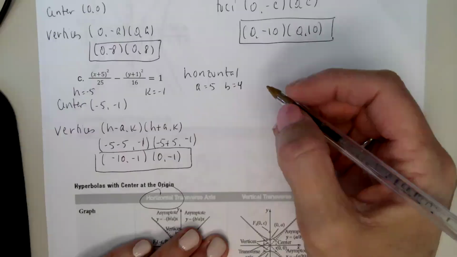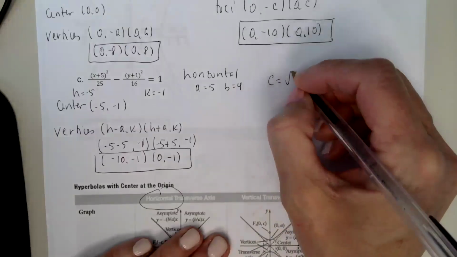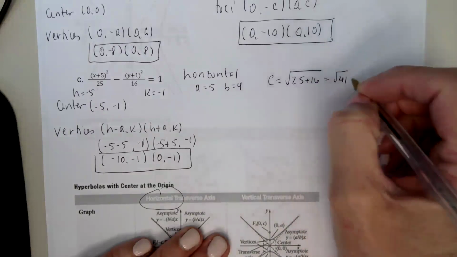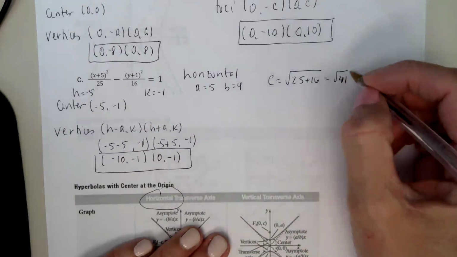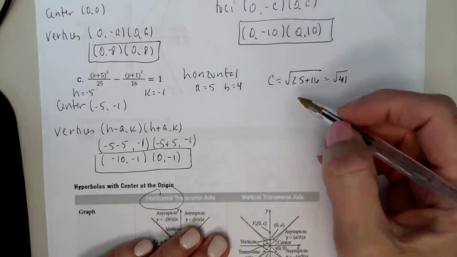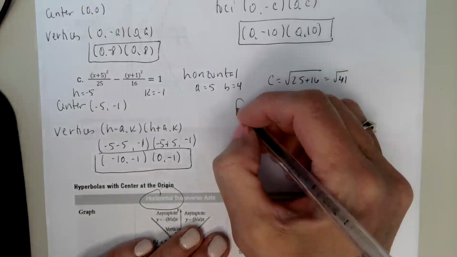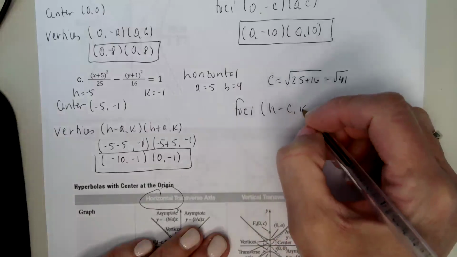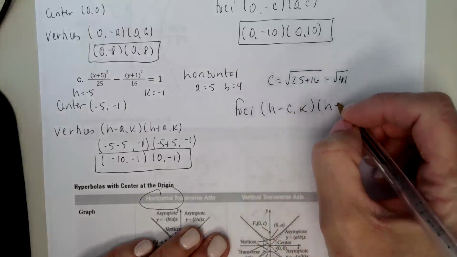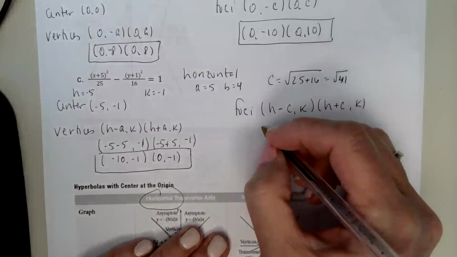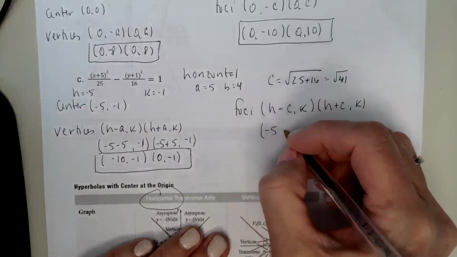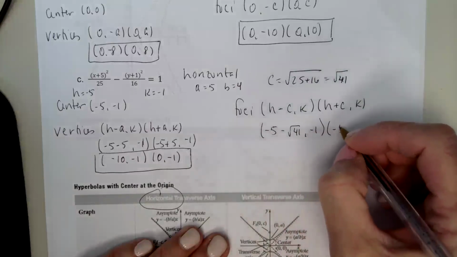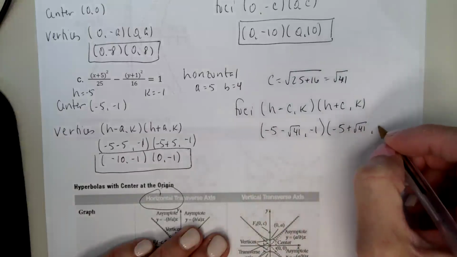And then the foci are centered around C, and C is equal to the square root of 25 plus 16, or the square root of 41. And that is irrational, so we're going to leave it square root of 41. We can't simplify that. And the foci are found by taking h minus c, comma, k, and h plus c, comma, k. So this would be a negative 5 subtracting square root of 41, comma, a negative 1, and then negative 5 plus the square root of 41, comma, a negative 1.